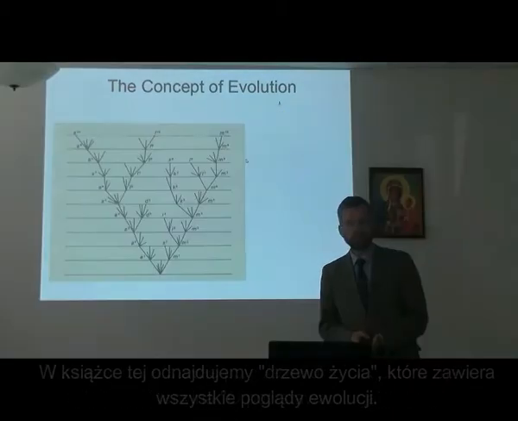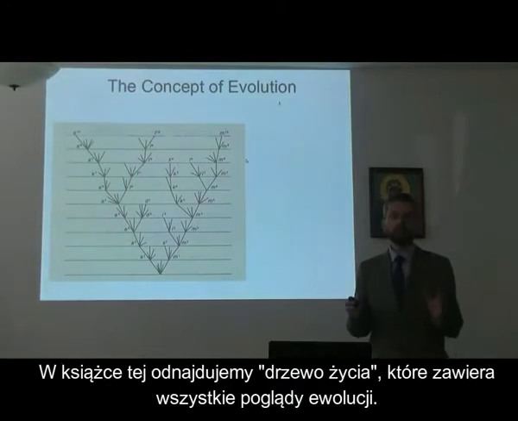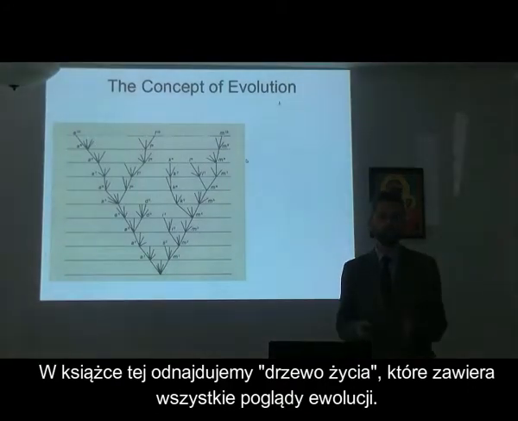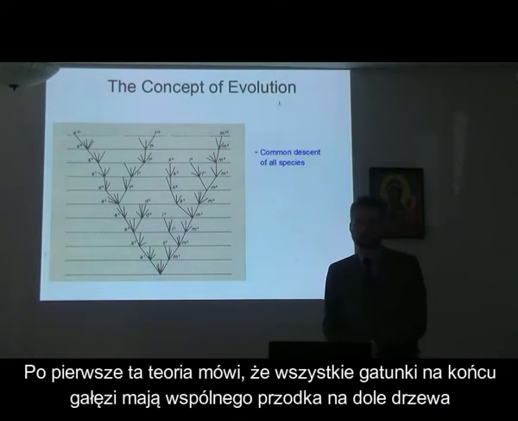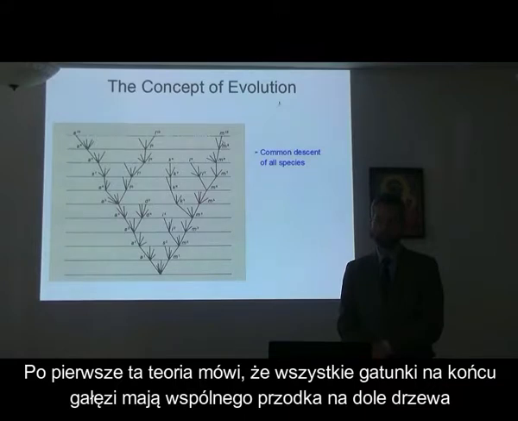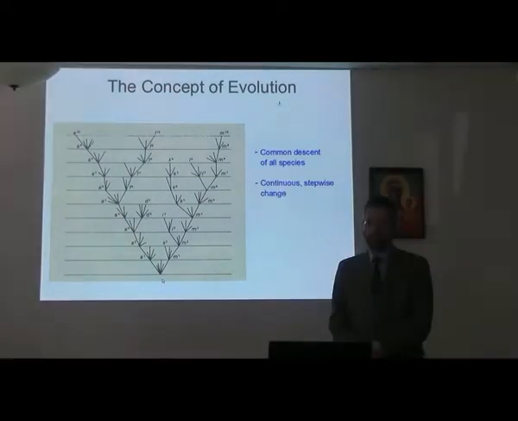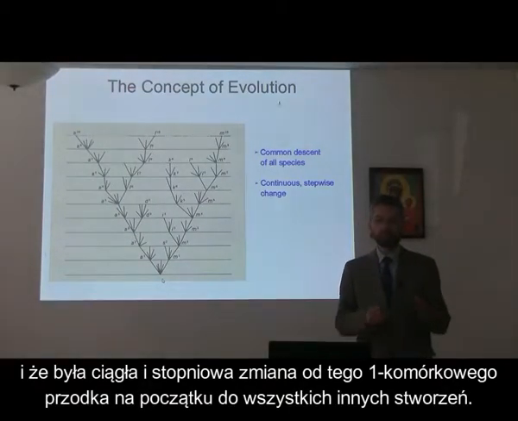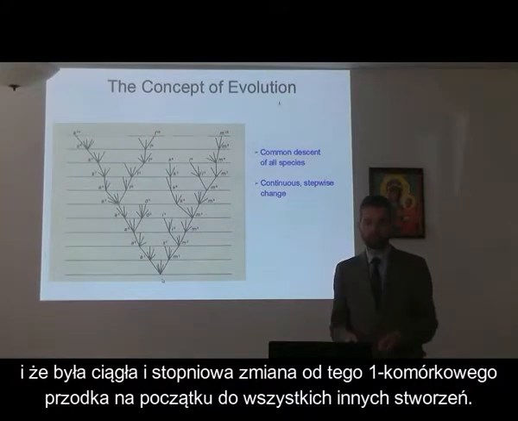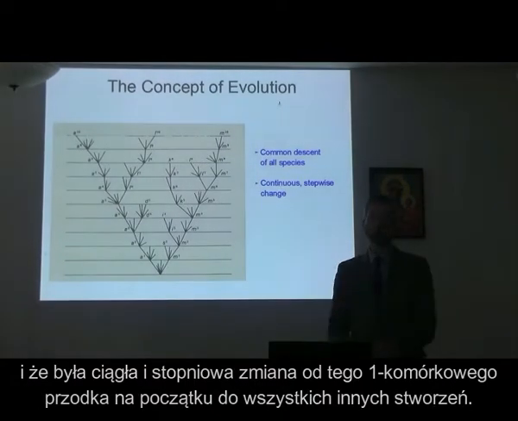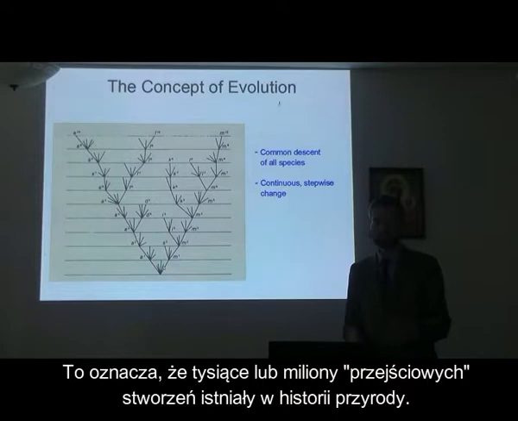of Species. In this book we find the tree of life, which contains all the ideas of evolution. First, this theory says that all the species indicated by the tips of these branches have one common ancestor at the bottom of the tree. And there was a continuous and stepwise change from this single-celled ancestor at the beginning to all the other creatures. That means thousands or millions of intermediate creatures have existed during history of nature.